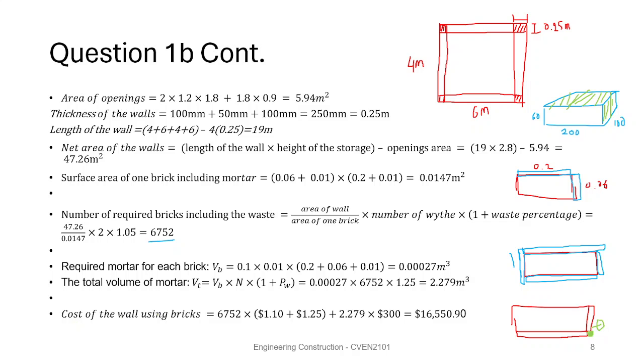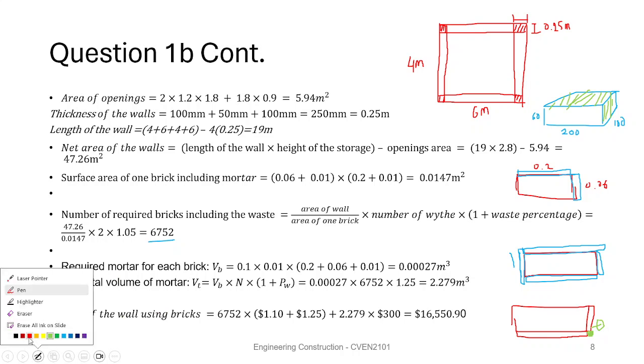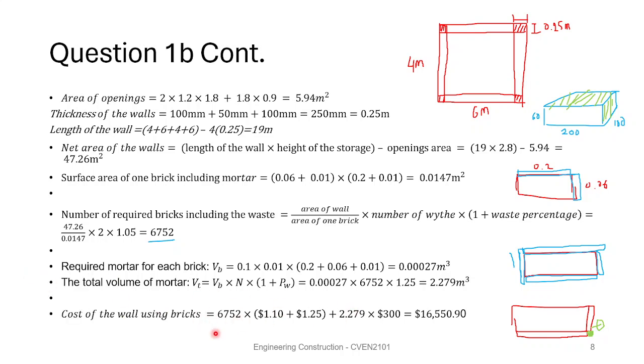Next, cost of the wall using bricks. So once we want to calculate how much it will cost, over here we can see this 6752 part, when we want to calculate the number of bricks. This $1.10 is the cost for one particular brick, and this $1.25 is the cost to install that brick. So please remember to include those things together, okay? And this bit over here is the cost for the mortar, and it will result in this $16,550.90. Okay, is it clear so far? Make sense?